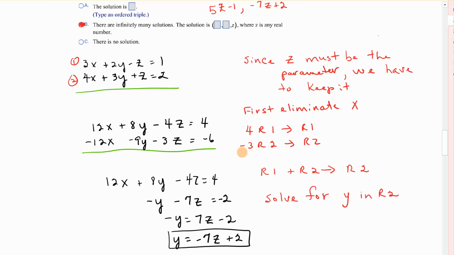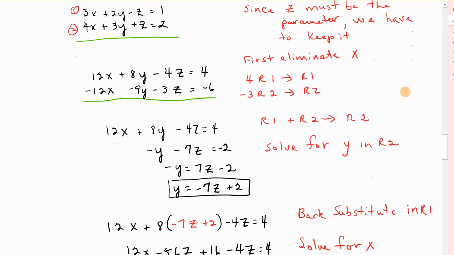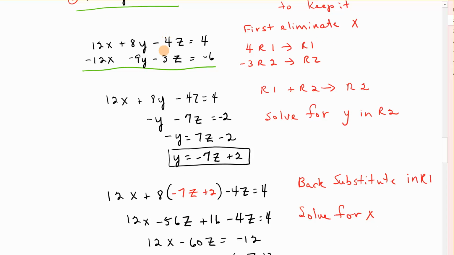Then I multiply row 2 by -3. I did that. So we have two new rows. We're going to add row 1 and 2, and that's going to be a new row 2. So when I do that, I still have this as my 1. And then in this one, my x is gone. I've got -y minus 7z equals -2. You want to solve for y in that one.